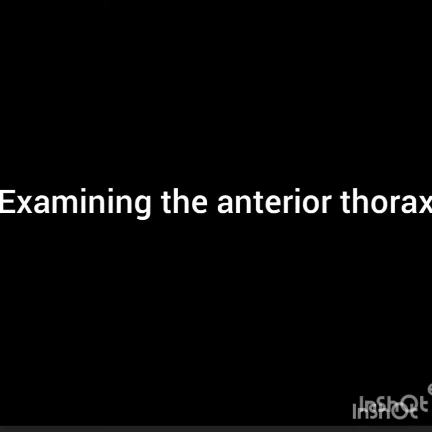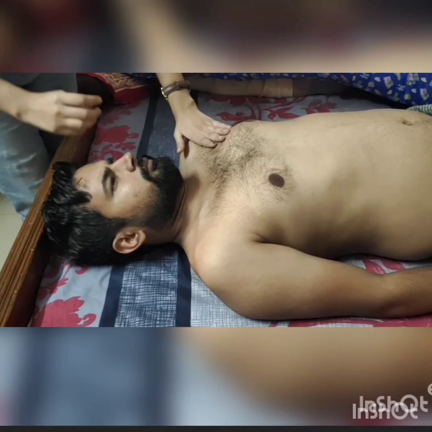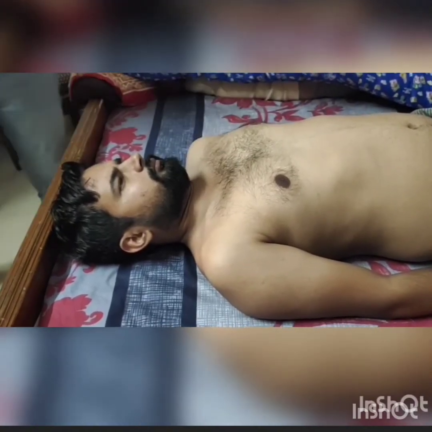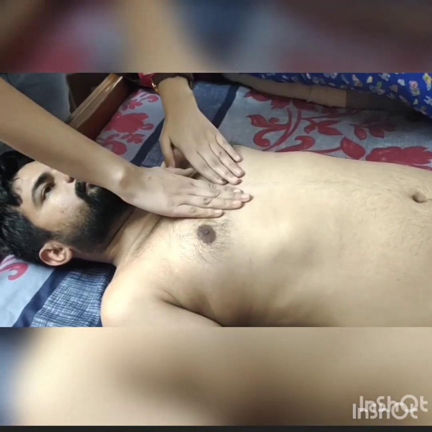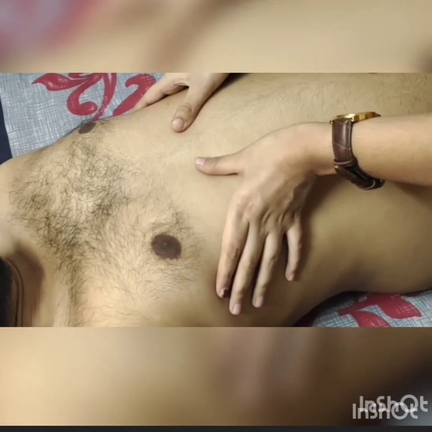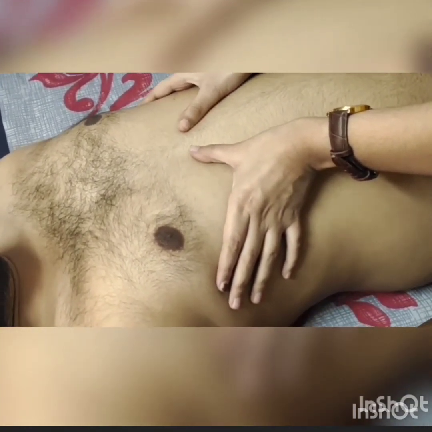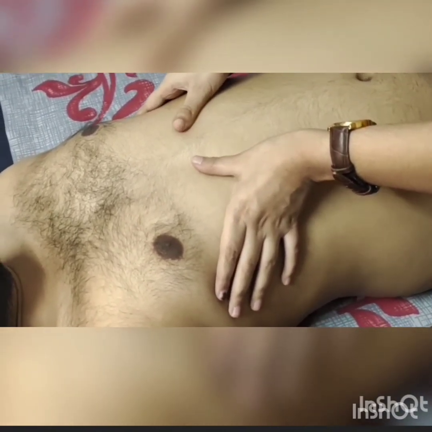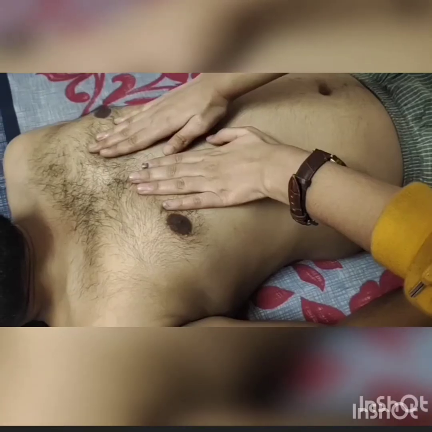Examining the anterior thorax. Observe the condition of the skin, inspect the chest for deformity, asymmetry, and respiratory movements. Palpate the chest to locate any areas of tenderness or to assess any lesions or abnormalities. Then assess chest expansion. Place your thumbs along each costal margin with your hands along the lateral rib cage. Observe how your thumbs diverge as the thorax expands and feel for the extent and symmetry of respiratory movement.